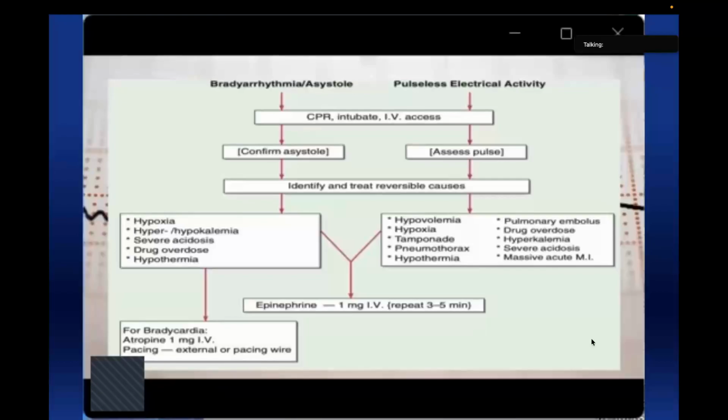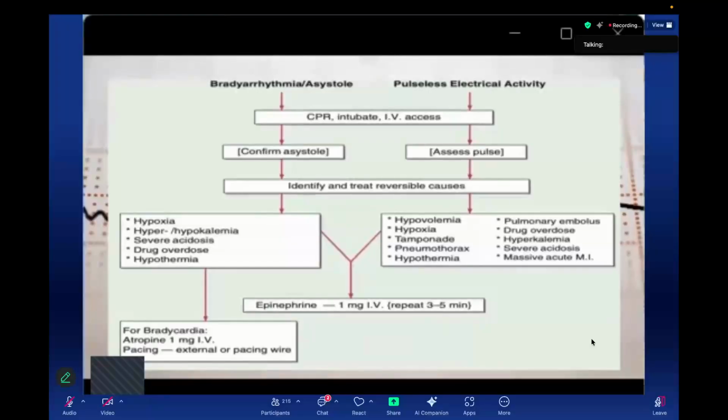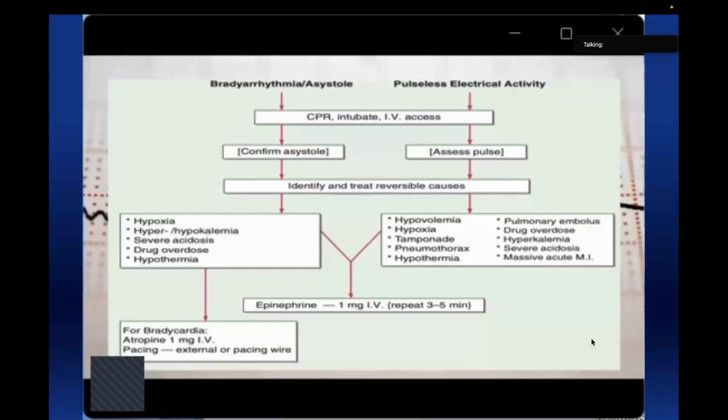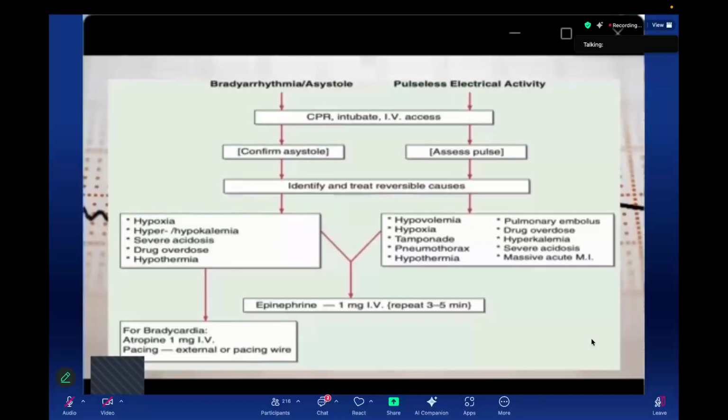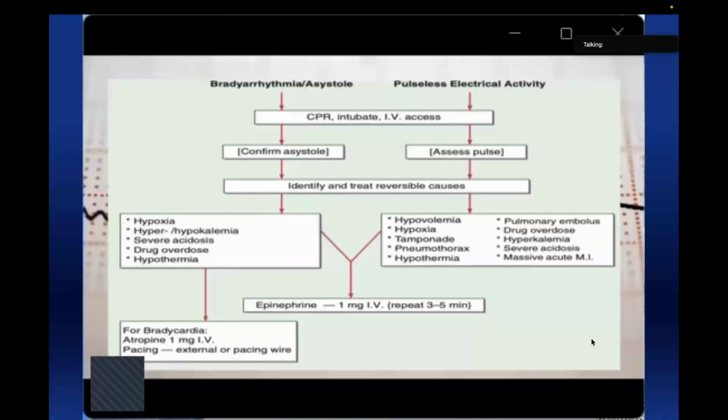For a bradycardic patient, you might want to give atropine, 1 milligram IV. The maximum dose of your atropine is 3 milligrams. Or if there is still no response to pharmacologic management for the symptomatic bradycardia, you might want to start pacing the patient, either with external pacing or pacing wires. Okay.